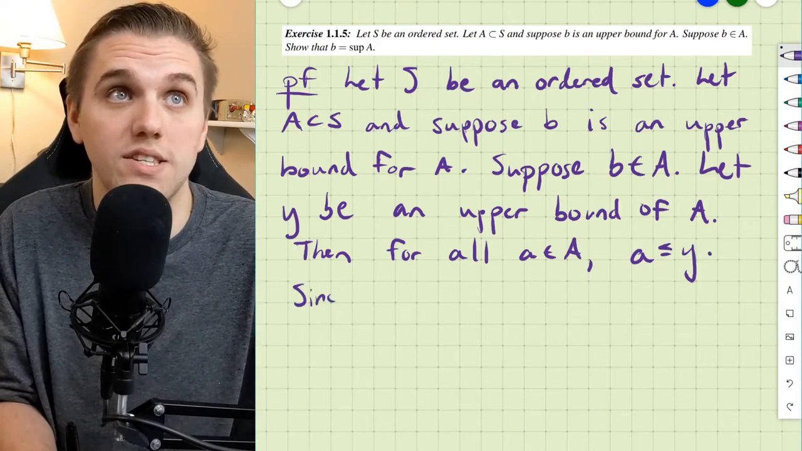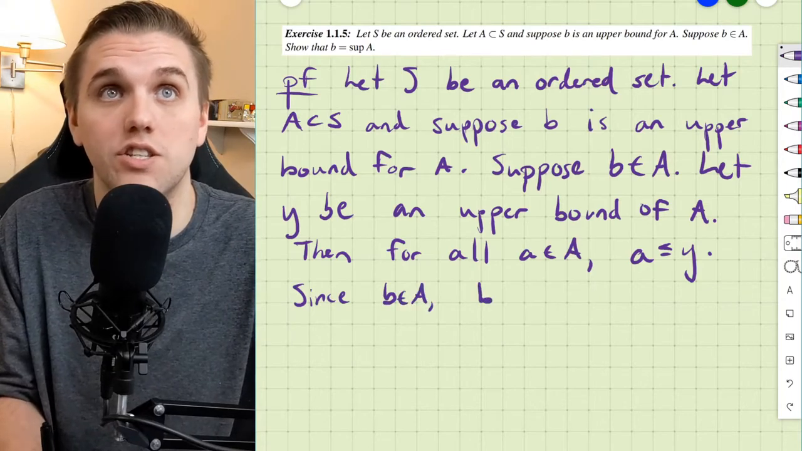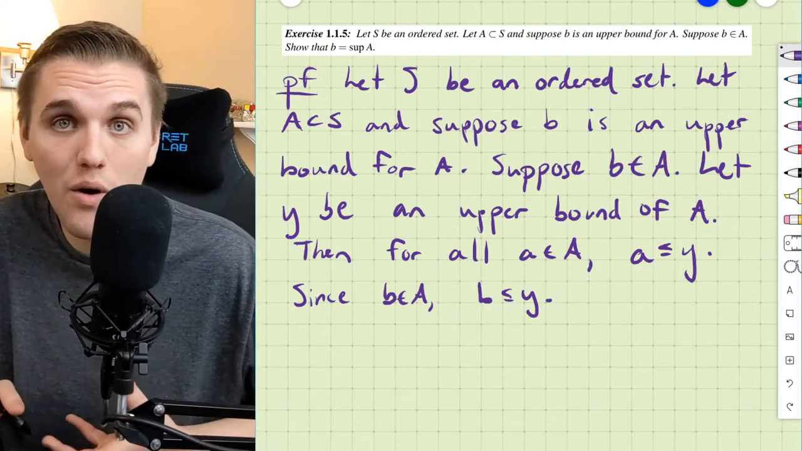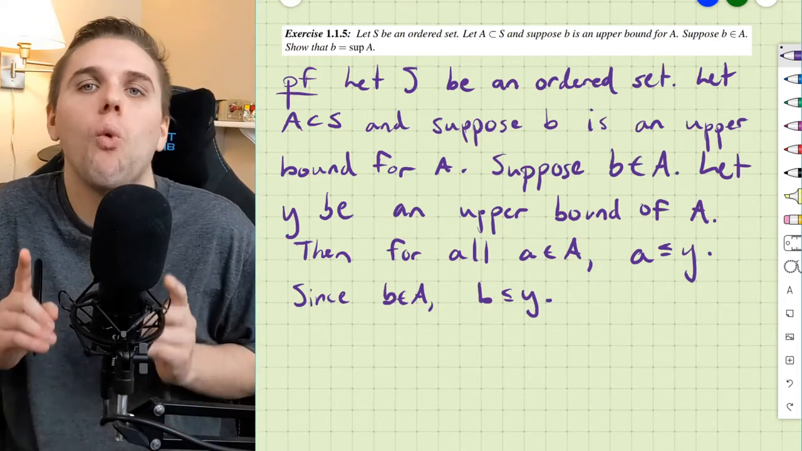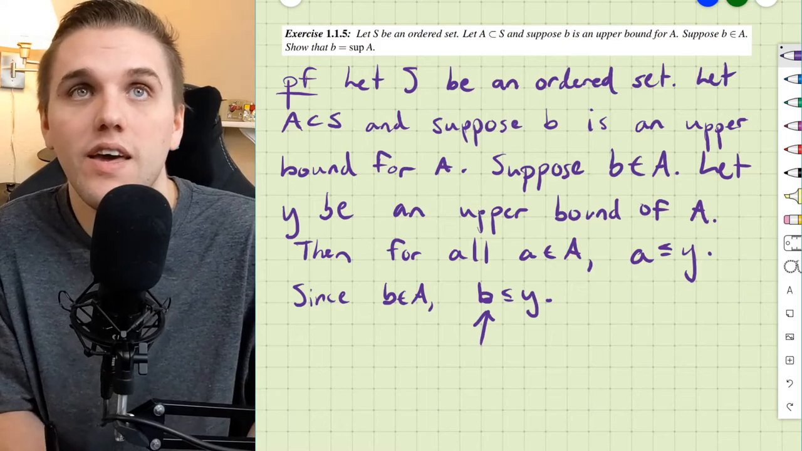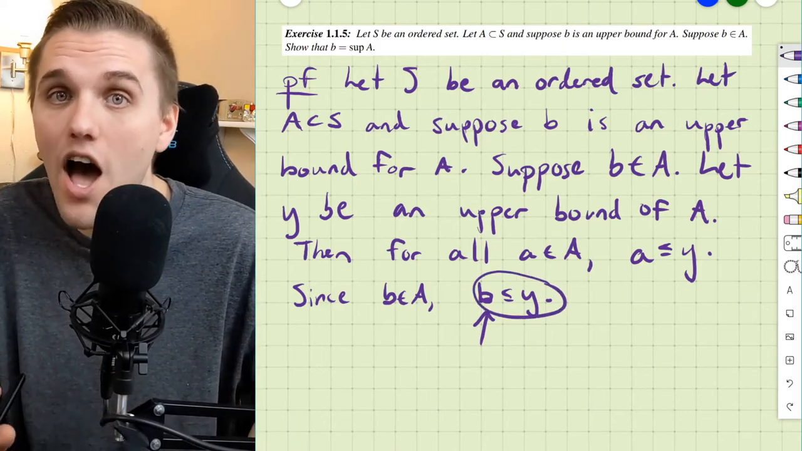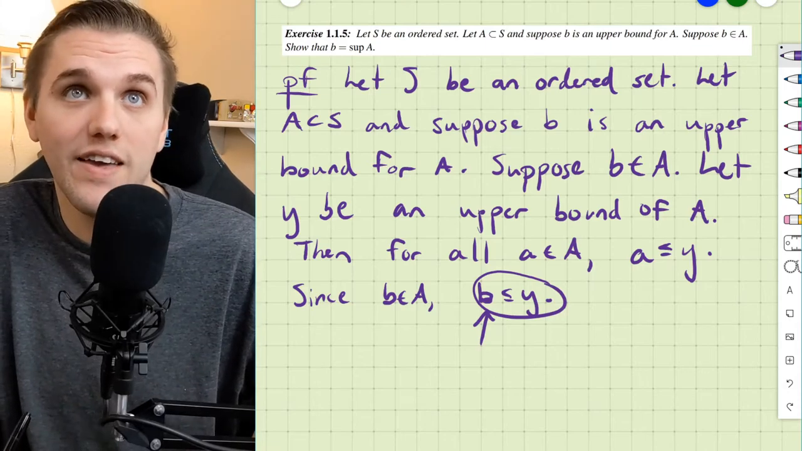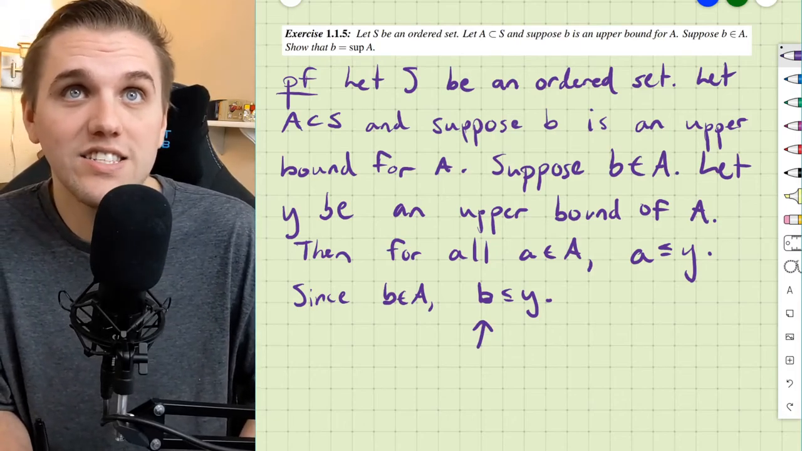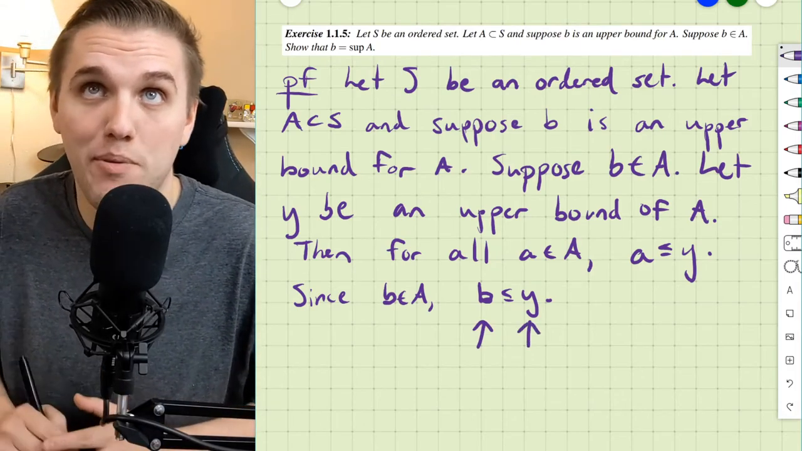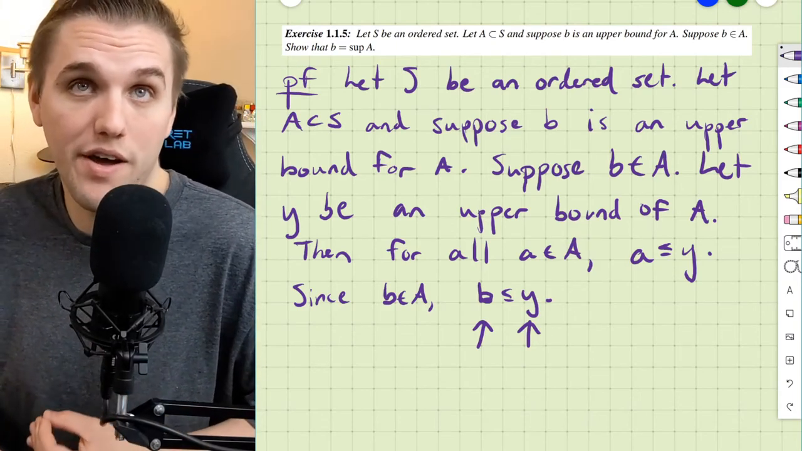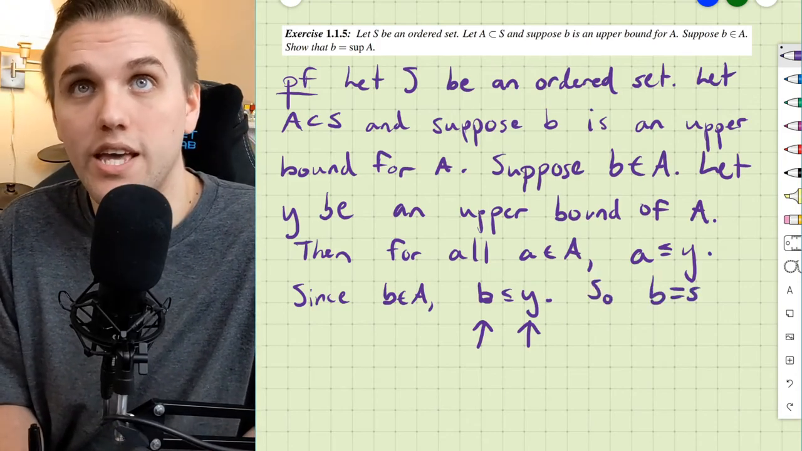So since B is in A, that means B is less than or equal to Y. Now, Y was just this arbitrary upper bound of A, and we showed that regardless of what that upper bound is, this upper bound here, B, is less than or equal to any other upper bound of A. So what we showed is that this upper bound of A is less than or equal to any upper bound of A. And that means that B is the least upper bound of A. So B is the supremum of A.